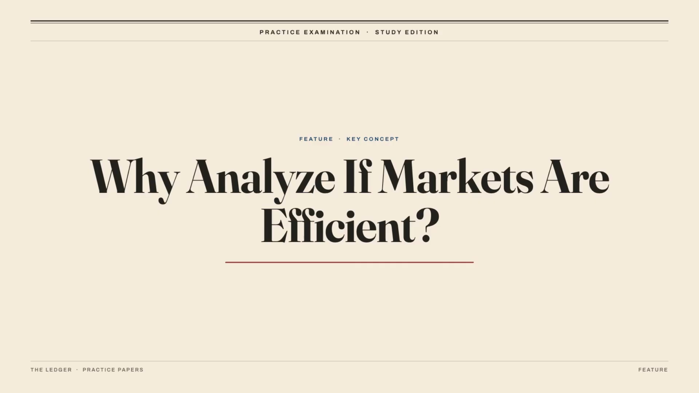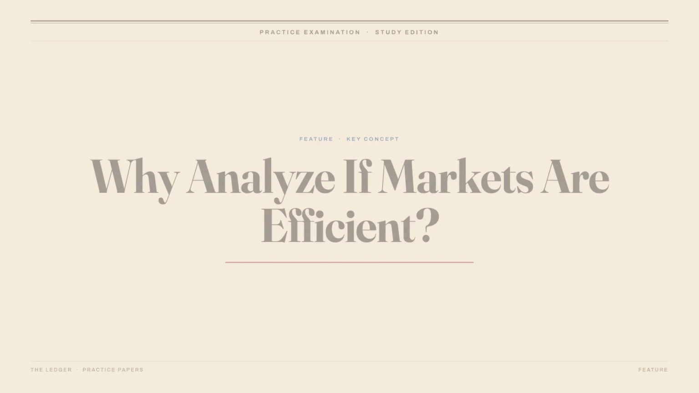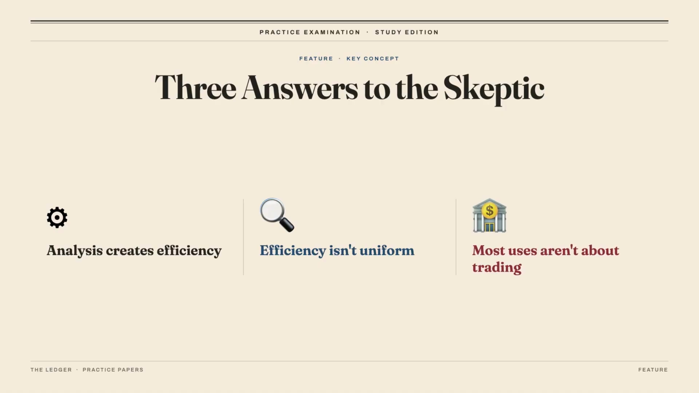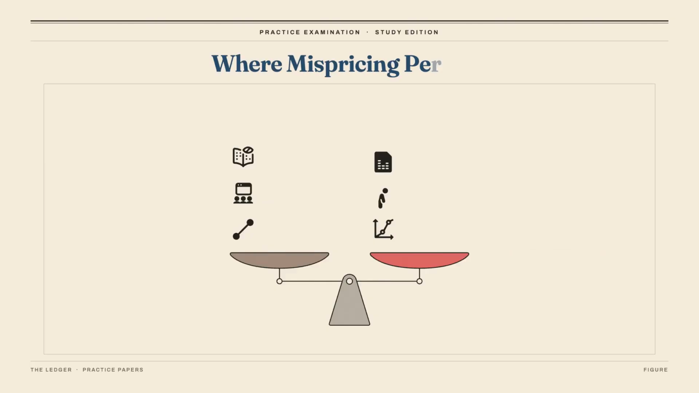It's a fair challenge, but it rests on an assumption that's far too narrow. First, prices only become efficient because analysts constantly study statements and trade on them. Stop analyzing, and efficiency vanishes. Second, real markets aren't uniformly efficient. Small, thinly followed, or opaque companies are exactly where value and price diverge. Third, decisions like lending, acquisitions, and executive pay never depended on beating the stock market to begin with.